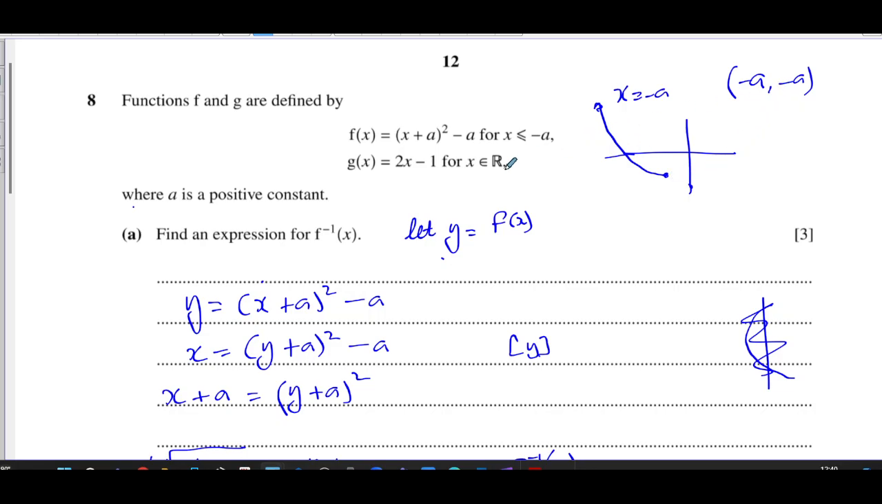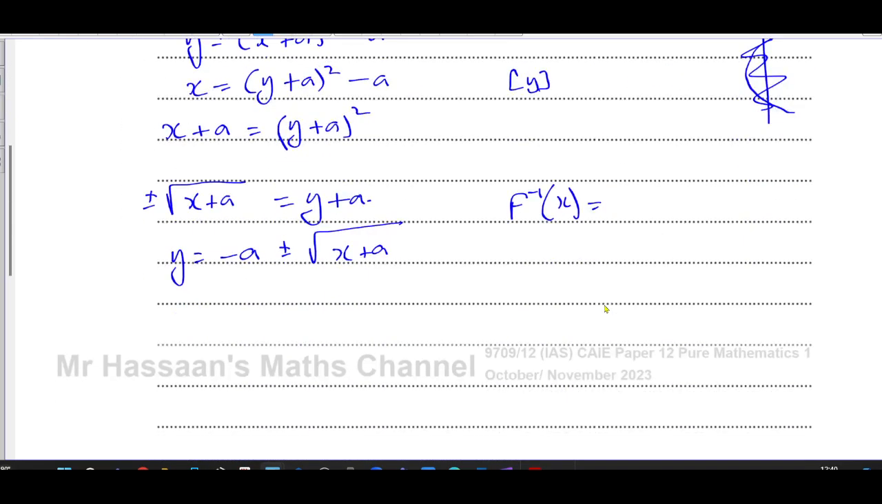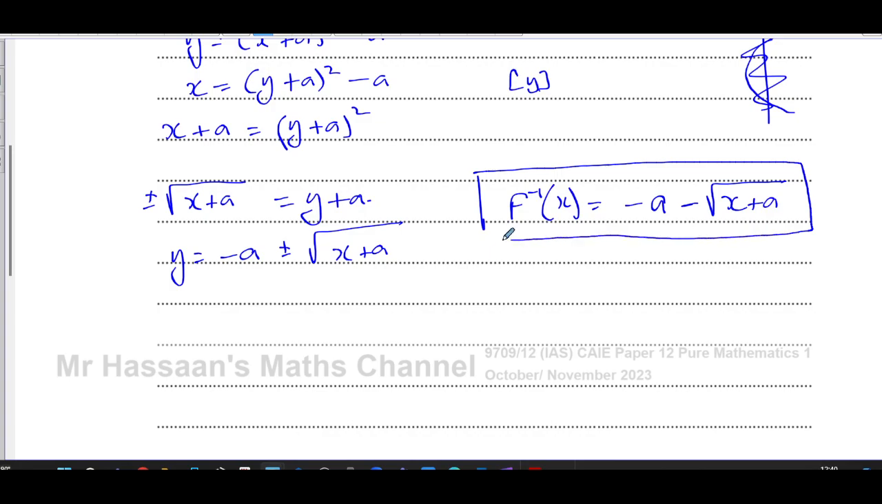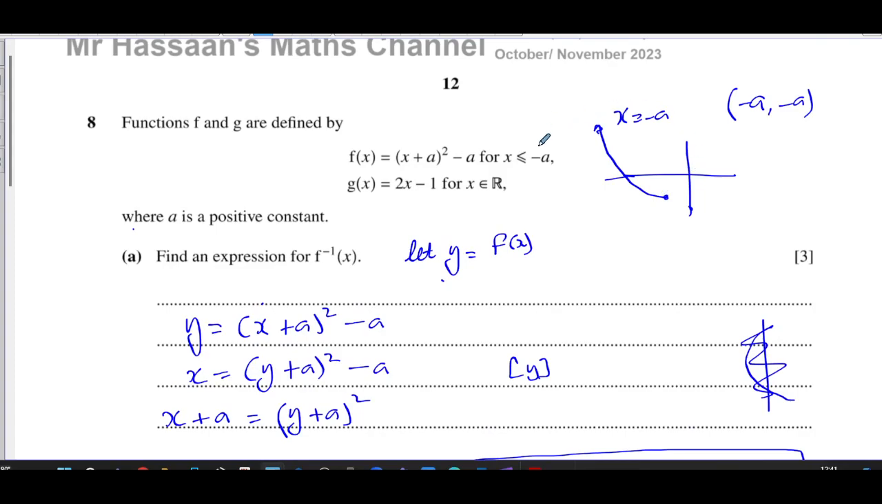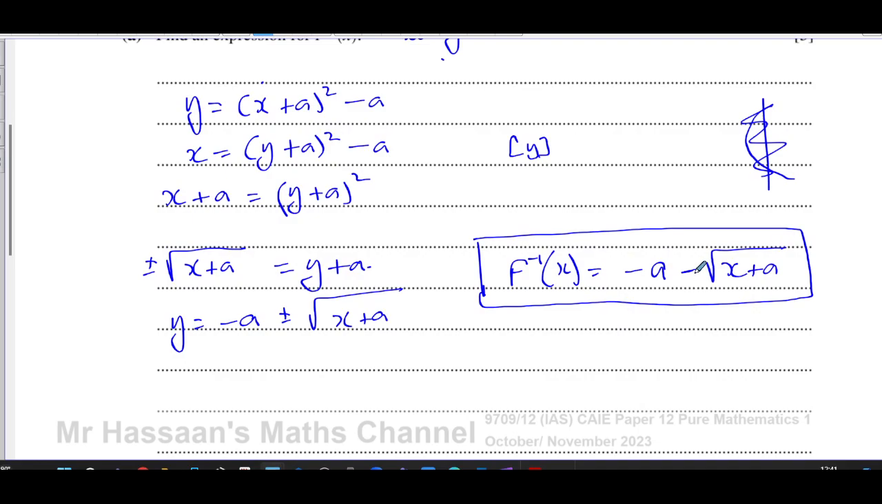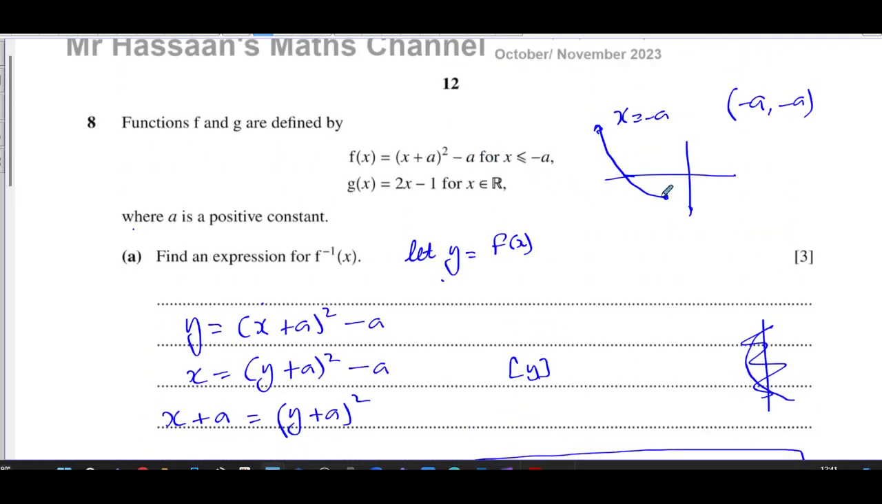Because it's left of the vertex, we're going to take the negative square root. So our answer is minus a minus the square root of x plus a. Not plus the square root, minus the square root of x plus a, because we're taking what's to the left of the vertex. If it was x greater than or equal to negative a, then we would use the positive square root. When you're restricted to what's to the left of the vertex, you use the negative square root. To the right of the vertex, you use the positive square root for the inverse function.